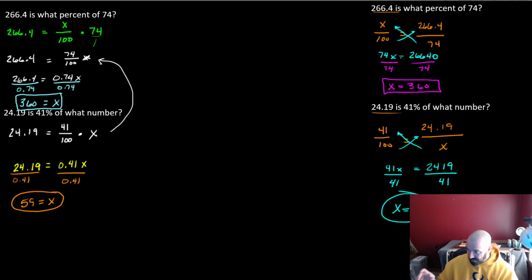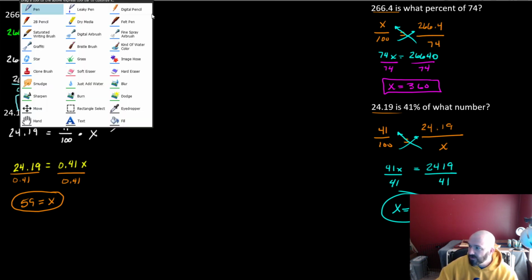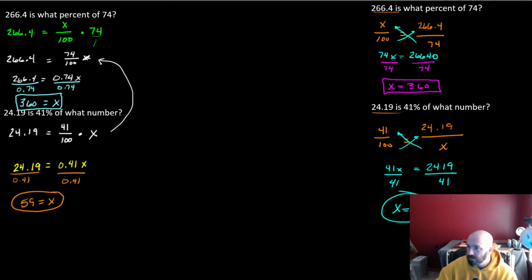All right, so now I promised that there's kind of a hitch with the proportions. So I'm going to rewrite this particular question in a slightly different way. 41% of what is 24.19? Change that to white, and we're going to kind of move that here. Yeah, that'll give us enough room.